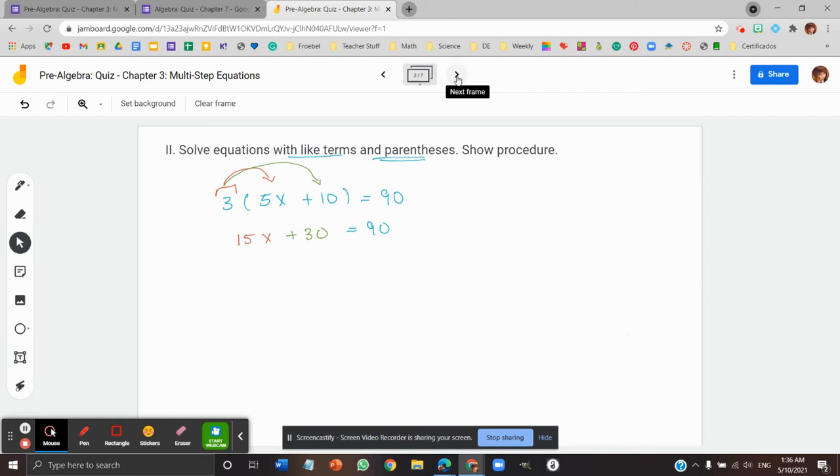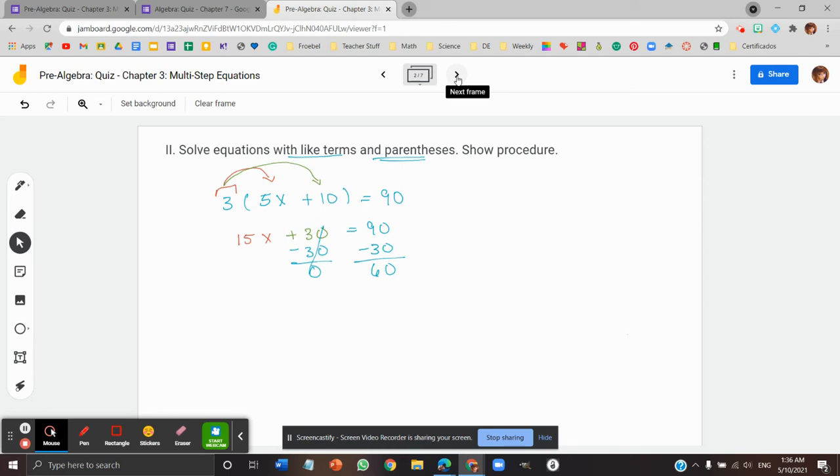Now this is something that we have solved before. Again, there are different terms. I want to leave that x by itself. So I'm going to try to get rid of that 30. How can I get rid of that 30? Well, I can subtract, because positive 30 minus 30 is 0. Therefore, I can cancel it. But if I subtract 30 on one side, I have to subtract 30 on the other one, so I can continue to have that balance. And 90 minus 30 is 60.